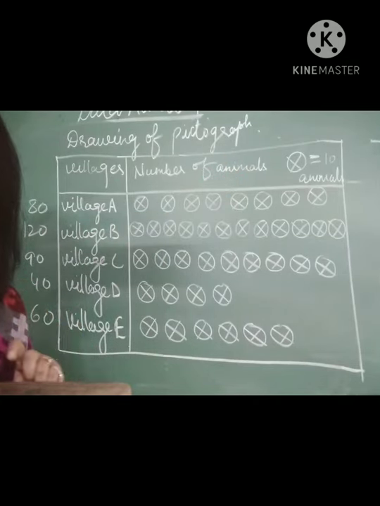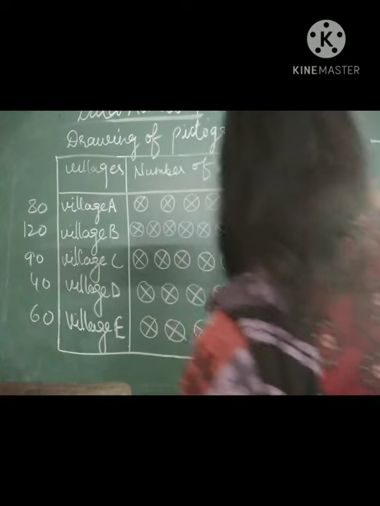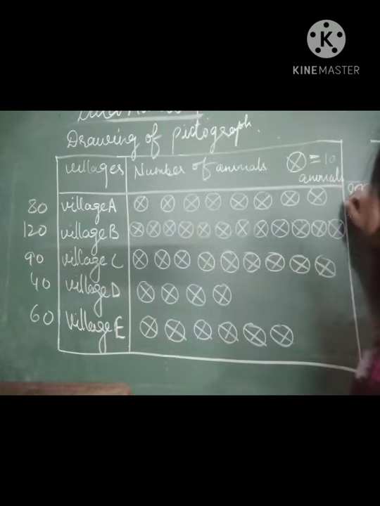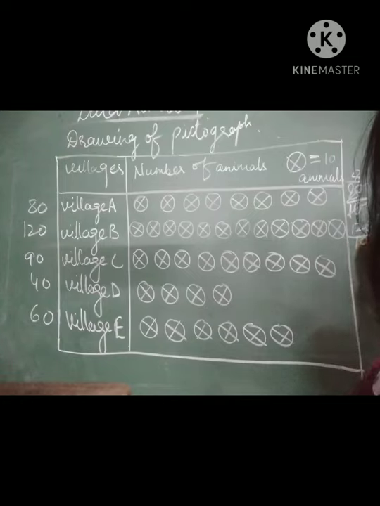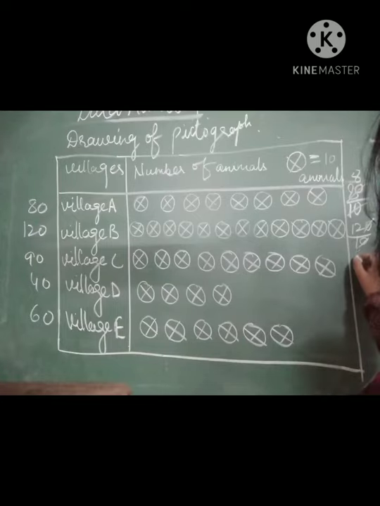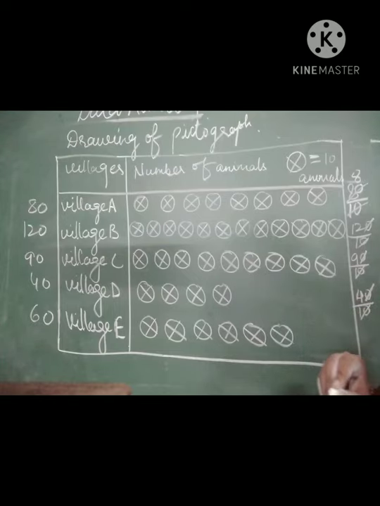If one picture represents 10 animals, then to represent 80 animals, how many pictures do we have to draw? 80 divided by 10 is 8. To represent 80 animals, we have to draw 8 pictures. To represent 120 animals, we have to draw 12 pictures. To represent 90 animals, 90 divided by 10, we have to draw 9 pictures. To represent 40 animals, 40 divided by 10, 4 pictures. To represent 60 animals, 60 divided by 10, 6 pictures.